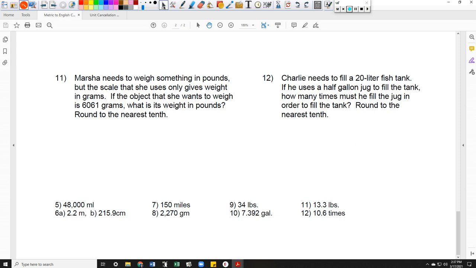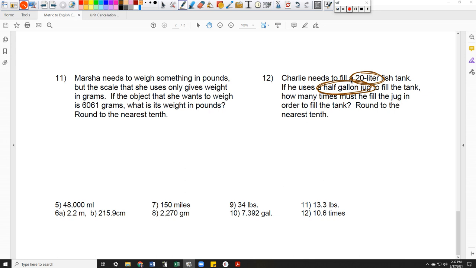Now, this one's a little more challenging, and I have a feeling if you got to this one, you probably did it a little differently than I did. I marked it. And if you did, that's okay. Again, it's about process, procedure, and can you figure out what you're doing? So let's look at our data points. I've got a 20-liter tank and a half-gallon jug.